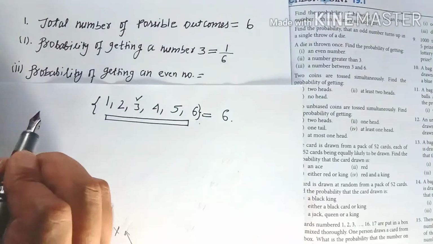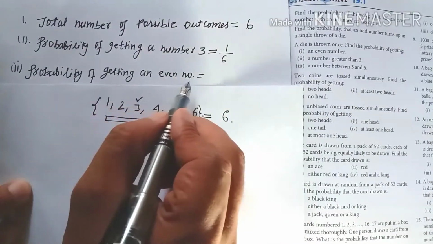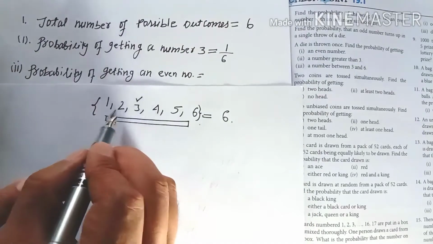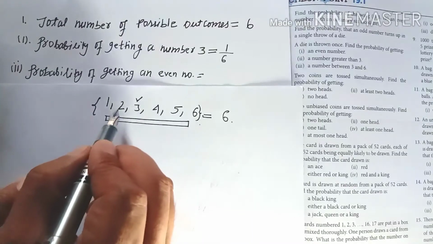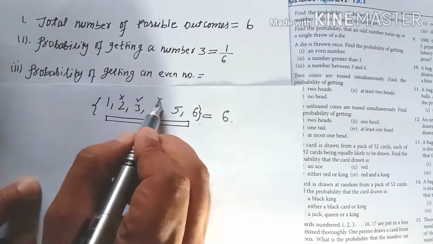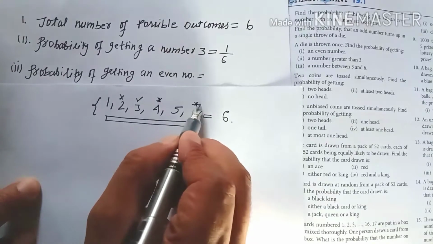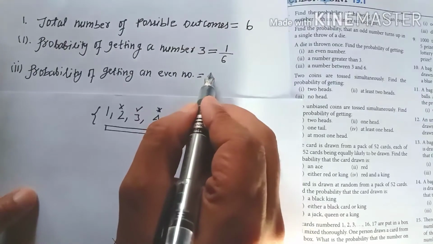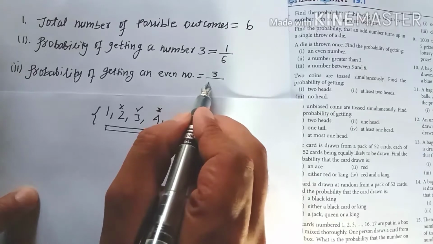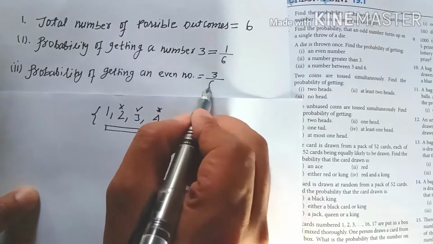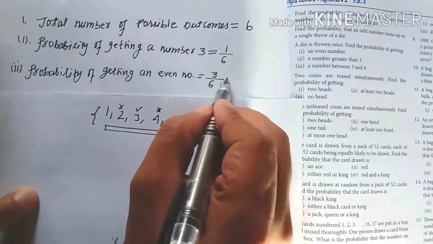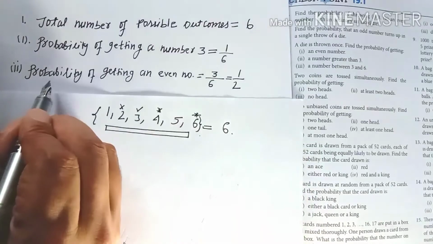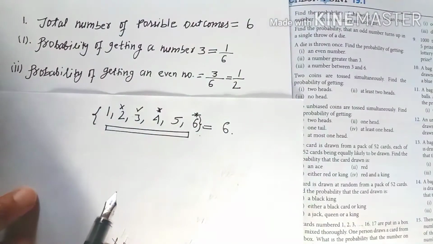The second one here, probability of getting an even number when a dice is drawn once. From this sample space you will have to count the number of even numbers. Here 2 is an even number, 4 also an even number, 6 also an even number. So the number of favorable outcomes is 3 even numbers, divided by the total number of possible outcomes, which is 6. Both are divisible by 3, so we can cancel, 3 into 1 times, 3 into 2 times, so the probability of getting an even number equals half.